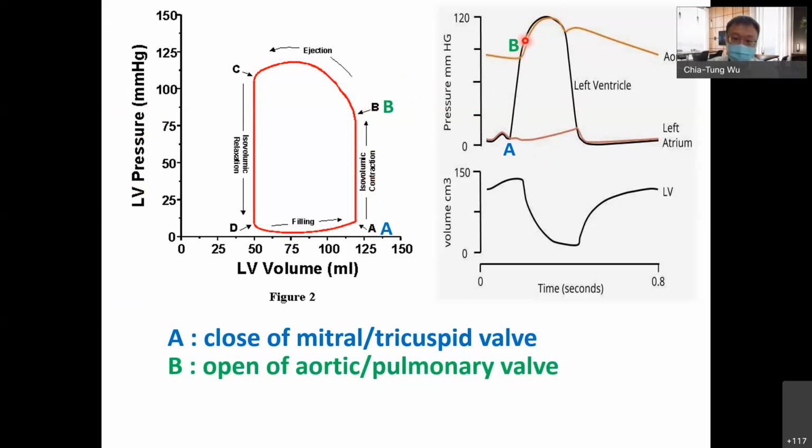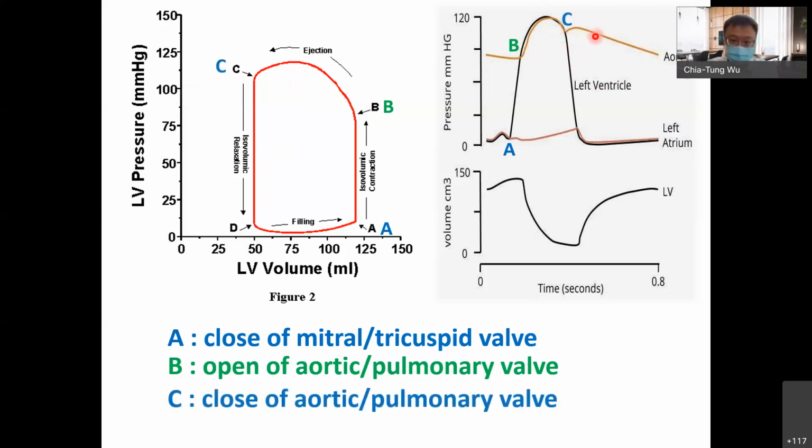So after point B, there's the ejection phase. We pump out the blood into the aorta from the ventricle. So segment B to C, we call the true ejection phase. Then at the top of the pressure, the left ventricle starts to relax into the diastolic phase, so the pressure gradually decreases. When the pressure of the left ventricle is below the aortic pressure, what will happen? The aortic valve will close at point C.